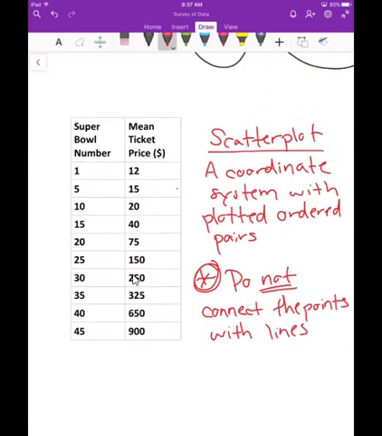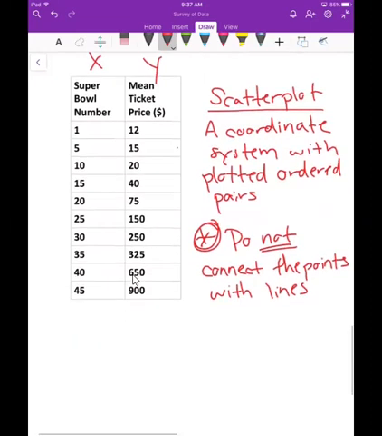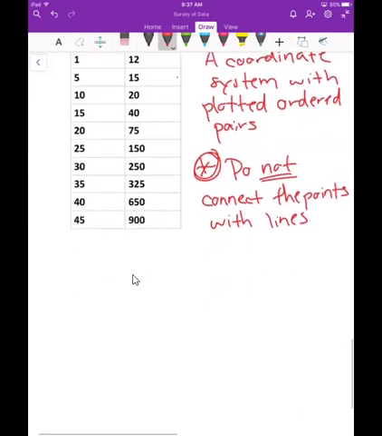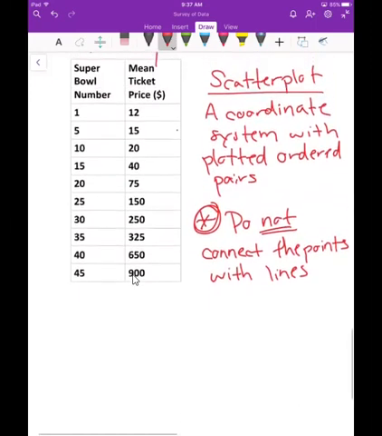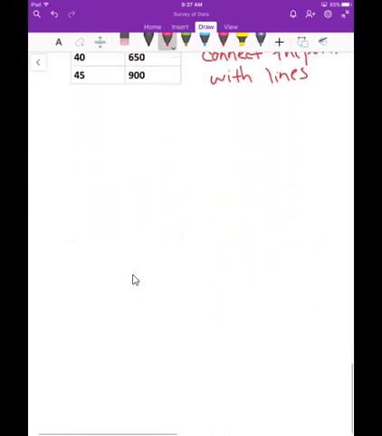So as we saw before, because of the way this table is set up, we know that our explanatory variable is the Super Bowl number, and the response variable is how the mean ticket price has responded over time. So in my coordinate system that I'm going to create, I'm going to set up some axes down here, and then we'll pull the data back up.